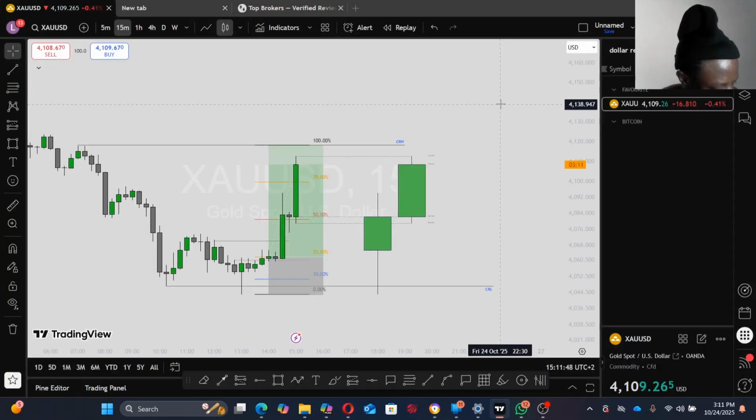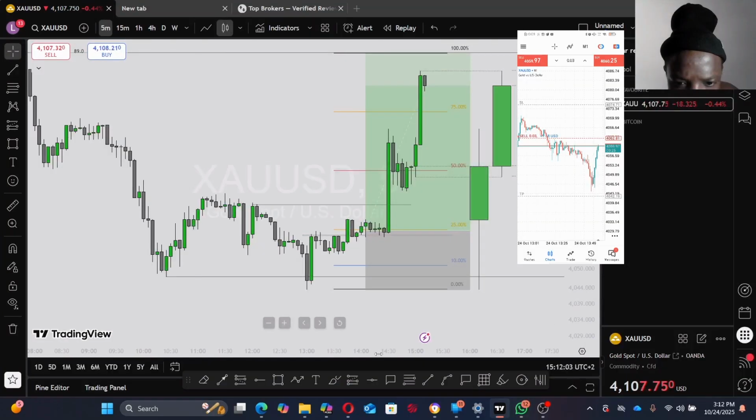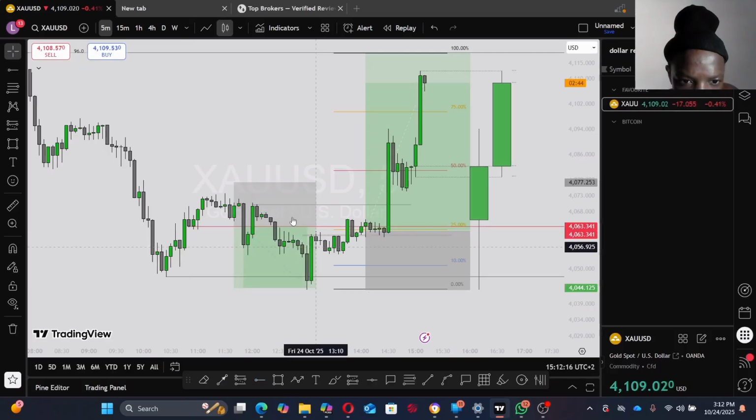Since the market reversed and went above this area right about here, I saw this on a 5-minute time frame. So on a 5-minute time frame, my entry was on this line right about here, and my take profit was right about here. My stop loss was above here, so I put my stop loss on break even.